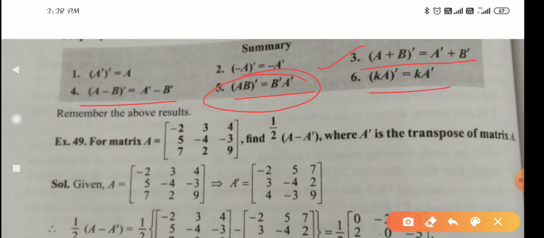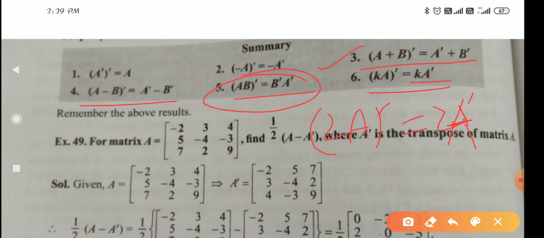Sixth, transpose of KA equals K into transpose of A. Means if a constant is there, 2A, its transpose you are finding, so 2 will come outside and transpose of A. Like this you can write. So these properties you have to learn, students, then you will be able to solve exercise 6E.